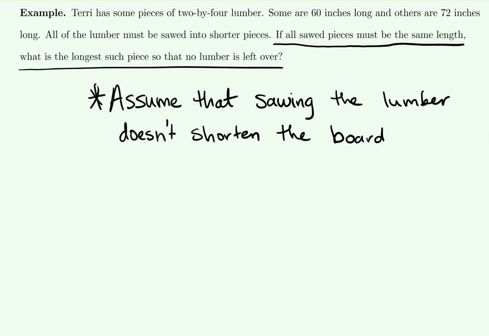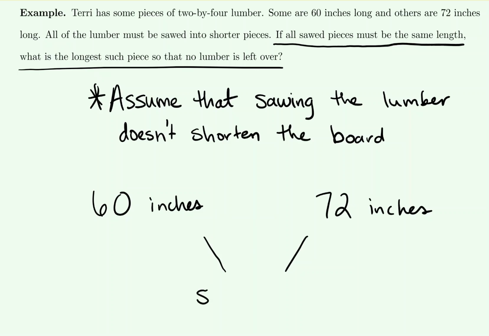So we want all the cut pieces to be the same length, and we want to make sure that we can use the largest pieces possible. So we've got two different situations. We need to cut boards that are 72 inches long, and we need to cut boards that are 60 inches long, and we want the resulting cuts to be the same length and nothing left over.